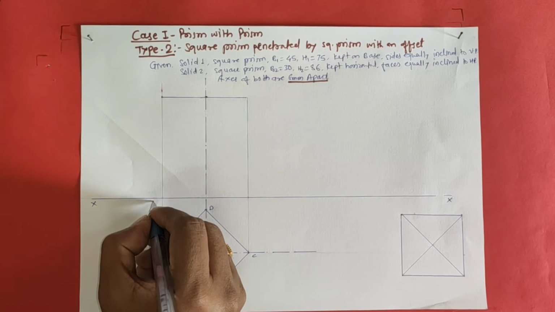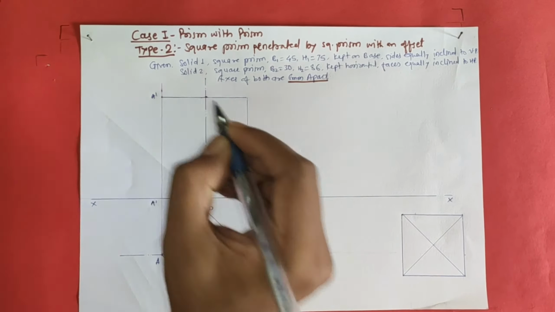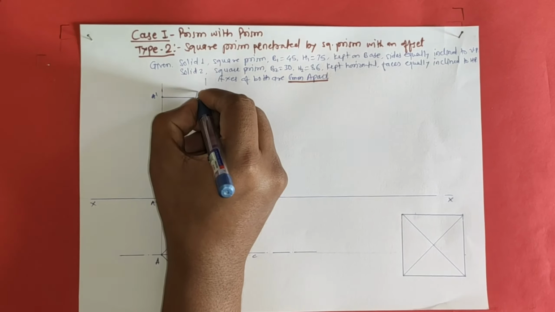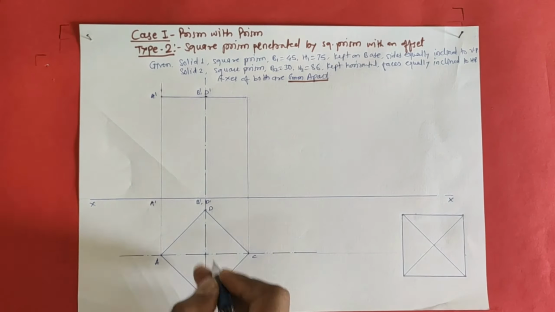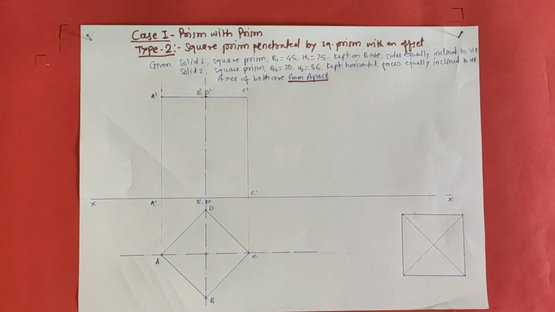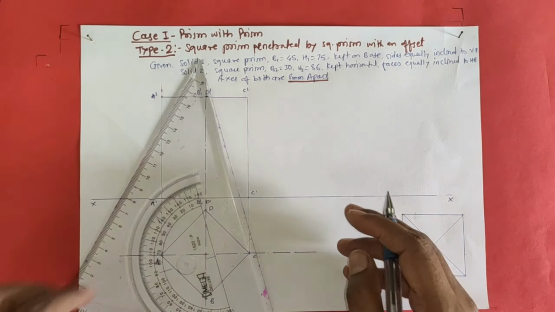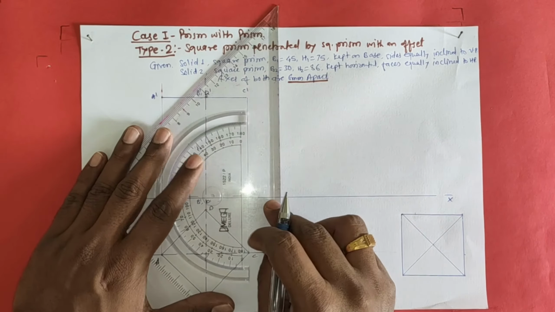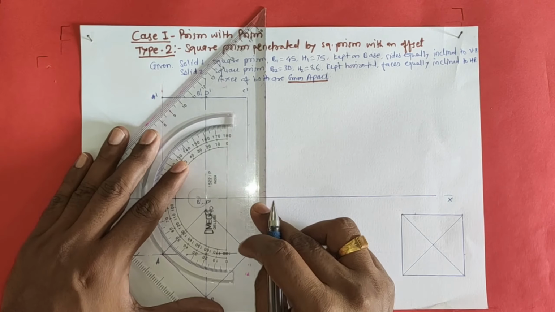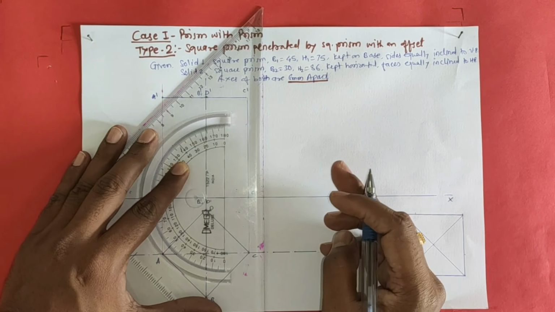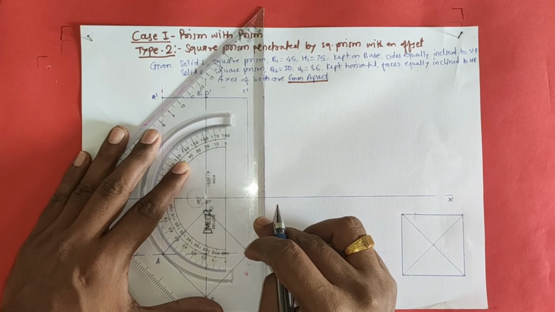Okay, so A is here, so here it will be A dash, here B dash comma D dash, B dash comma D dash, and here C dash, C dash. Okay, now from this C dash put minimum gap of 1 centimeter and draw another axis, YY axis. Okay, I have kept here.